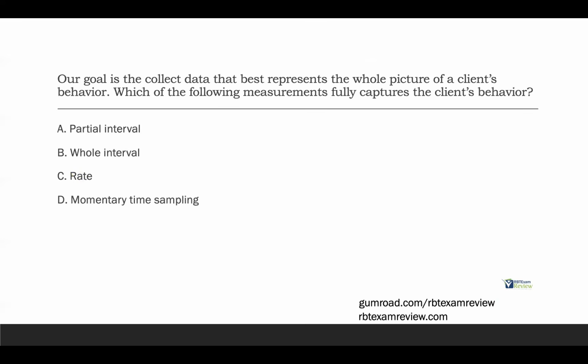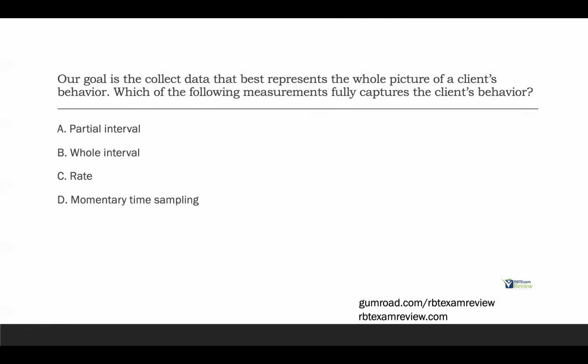Our goal is to collect data that best represents the whole picture of a client's behavior. Which of the following measurements fully captures the client's behavior? Okay, kind of an abstract question, right? What does this really mean, to fully capture the client's behavior? Some of you who've been working a long time on the RBT exam might understand what they're asking. If you're ever confused, you might just want to start looking at the answer choices and seeing if you get any hints, right?